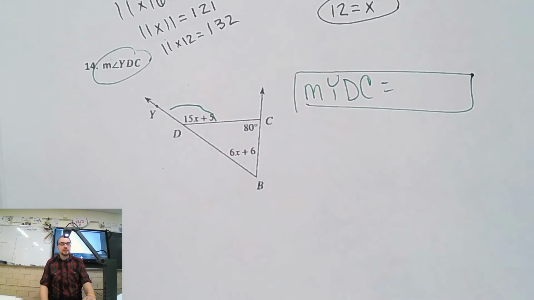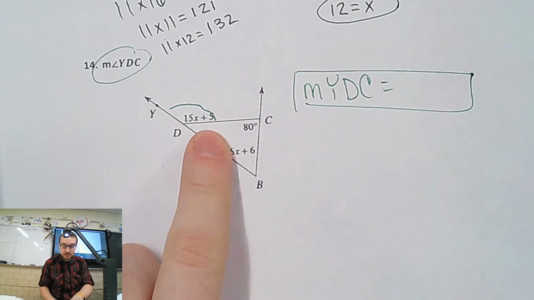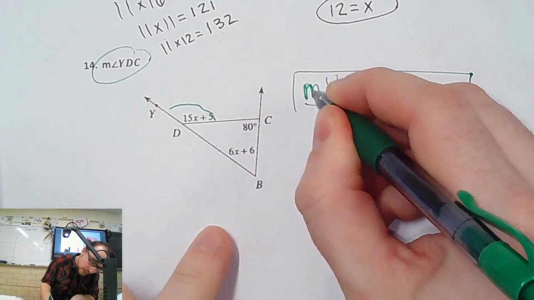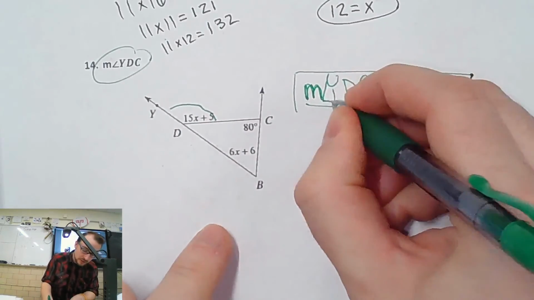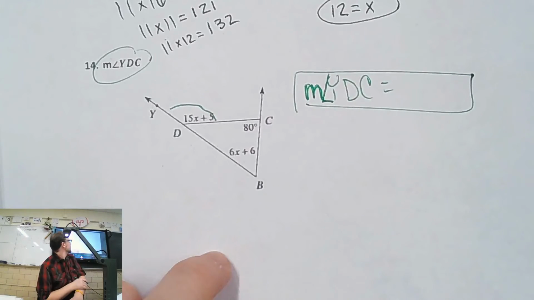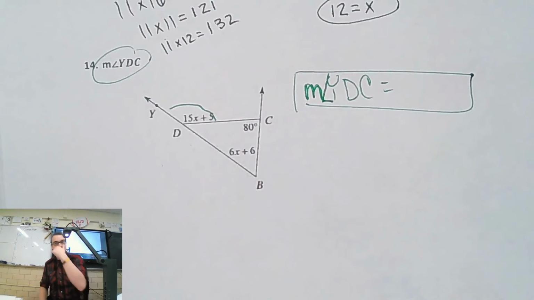Don't tell me it's 15x plus 5, right? Plug in for x and then tell me. That's a 5 there. The little m is for measure of that angle. Sorry, I should have meant an angle symbol. Oh, so confused. Yeah, my bad. Measure of angle YDC. Yep. Okay, the measure of it. So degrees is what I want.